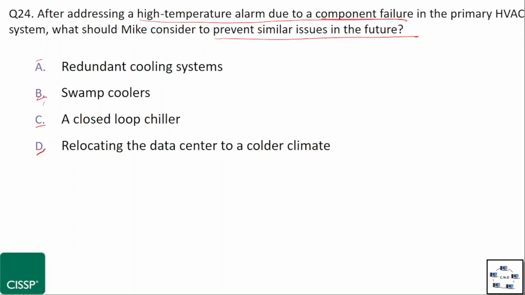So remember, hardware components or software components can always fail. It is common in IT and in all other devices, but to prevent this you have redundant components so that if one component fails, the other component can take over. So the correct option here is that a redundant cooling system could have prevented the high temperature alarm. If one cooling system fails, the redundant cooling system can take over and continue the HVAC system's work.